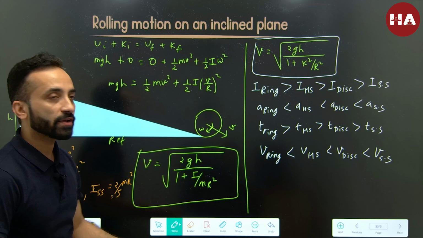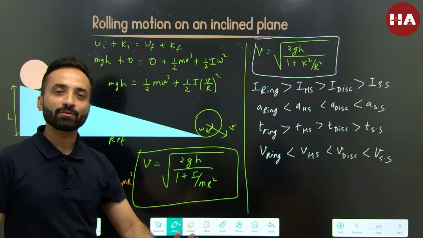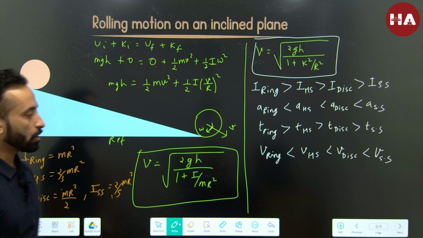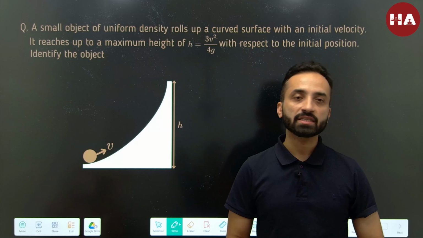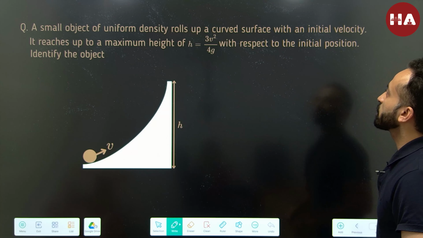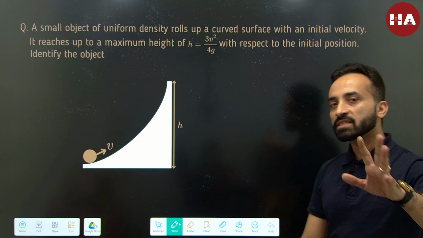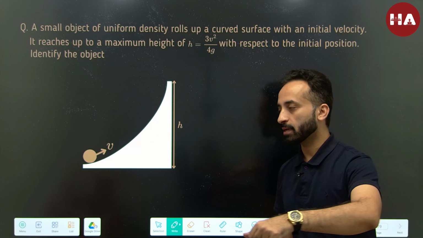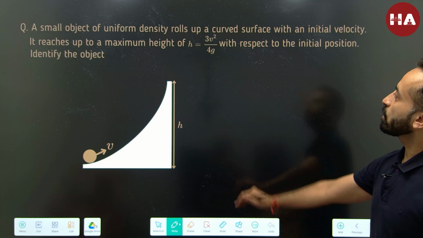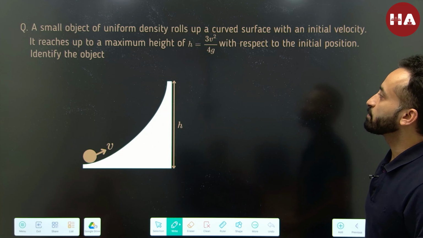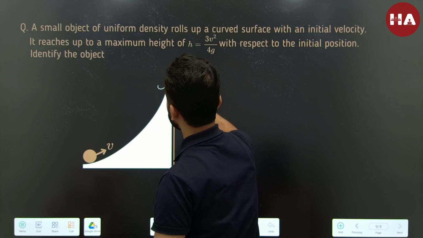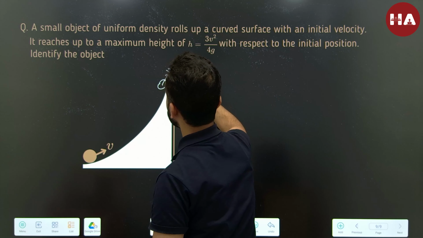All right, we do one last question, and that will be all about rolling for today. A small object of uniform density rolls up a curved surface. Sometimes they have not mentioned which type of rolling it is, so you take it as pure rolling in that case. It reaches up to a height of 3v square by 4g with respect to the initial position. You have to identify the object. So it reaches up to here, that means its velocity here becomes 0.